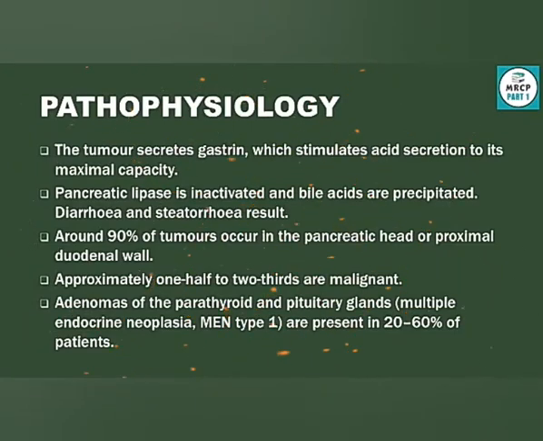Pathophysiology. The tumor secretes gastrin, which stimulates acid secretion to its maximal capacity. Pancreatic lipase is inactivated, and bile acids are precipitated. Diarrhea and steatorrhea result. Around 90% of tumors occur in the pancreatic head or proximal duodenal wall. Approximately 1/2 to 2/3 are malignant. Adenomas of the parathyroid and pituitary glands, multiple endocrine neoplasia, MEN type 1, are present in 20 to 60% of patients.